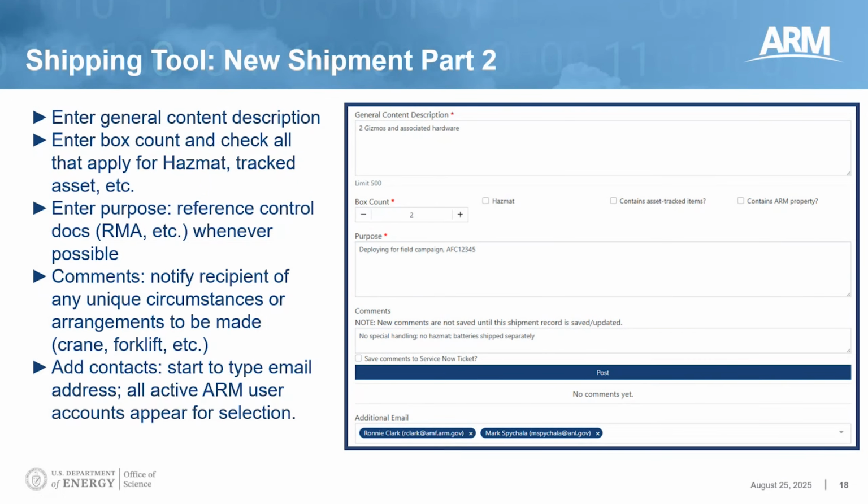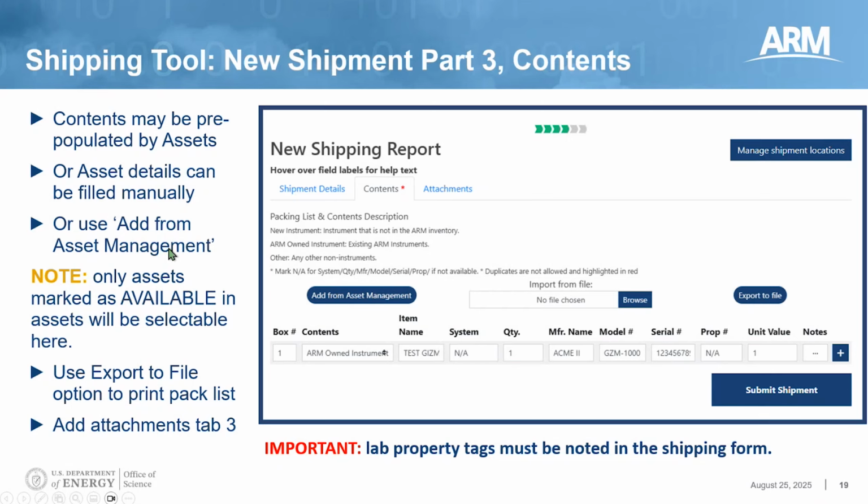It'll help you to enter it here. So one of the most important things about the shipping form though, and also one of the most complicated, so we'll go over this quite extensively, is the content section of the form. So there are a few ways to populate this information. You can manually type it in. So just type in everything that you need to on this row right here. But you can also pre-populate from the asset tool. And you can add from asset management in the asset tool itself. So I'll show you how to do that in just a minute. And then you can export to file. That'll just generate a packing list for you from everything that's listed here. And you can add attachments here.